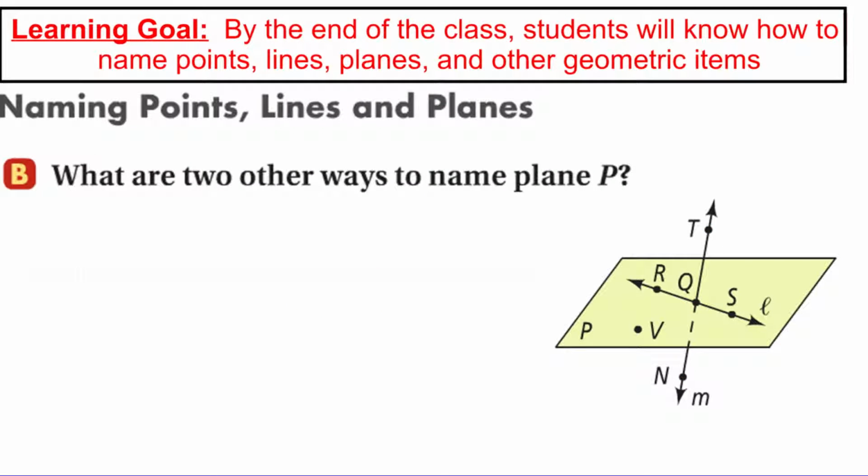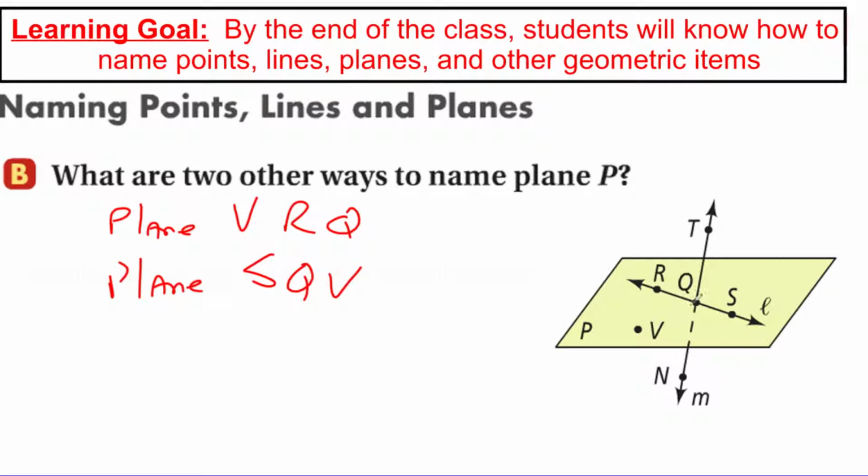What are 2 other ways of naming plane P? So they're using the capital letter without the dot to name the plane, but we can also use 3 letters that are not in a straight line. Remember, we use that word collinear, so 3 letters that are not collinear. So I could use this V, for example, and I could call this plane VRQ, and that would be fine. I could call this plane, pick different letters, SQV, and that would work as well.